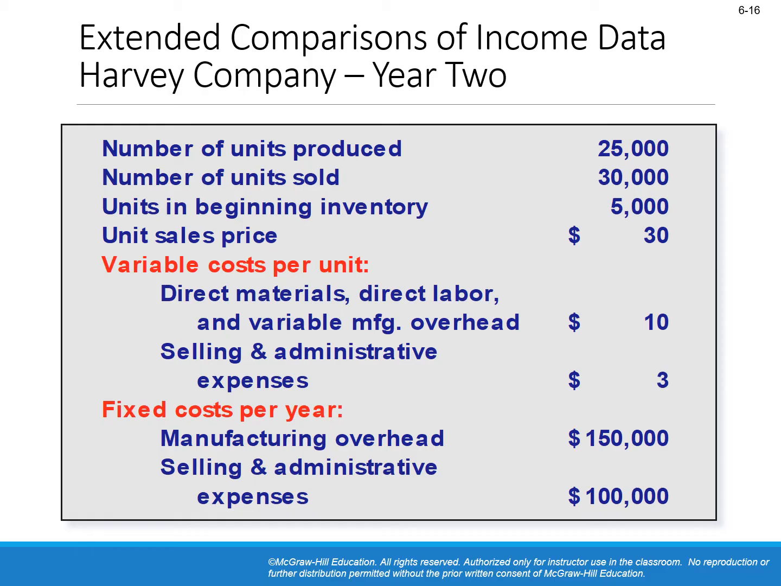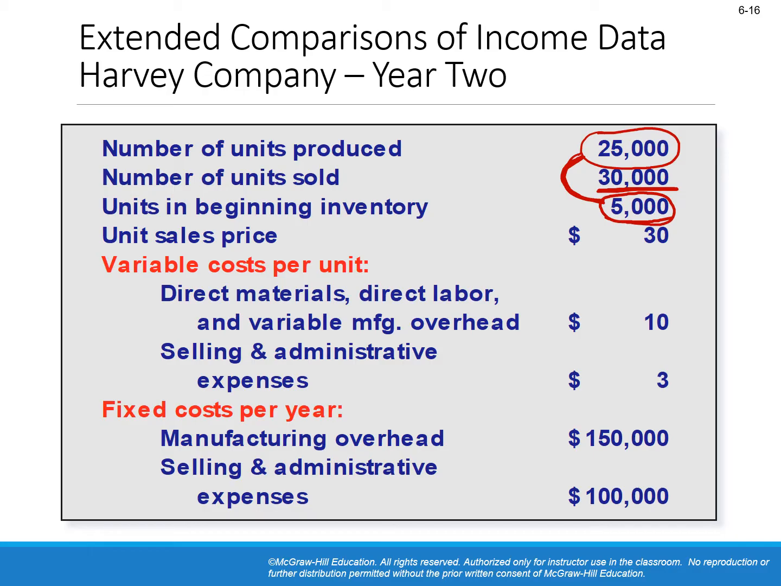So in year 2, now we have the same company, but in year 2. They produced also the same number of units, 25,000 units. However, this time, instead of selling 20,000, they sold 30,000. And they were able to sell more than what they produced because the beginning inventory had 5,000. So the ending inventory in year 1 is the beginning inventory in year 2. Therefore, they sold what they produced in year 2 and what they had in their beginning inventory.